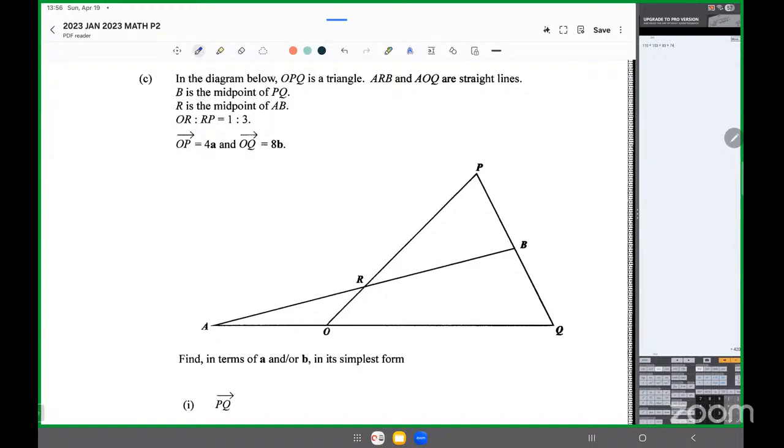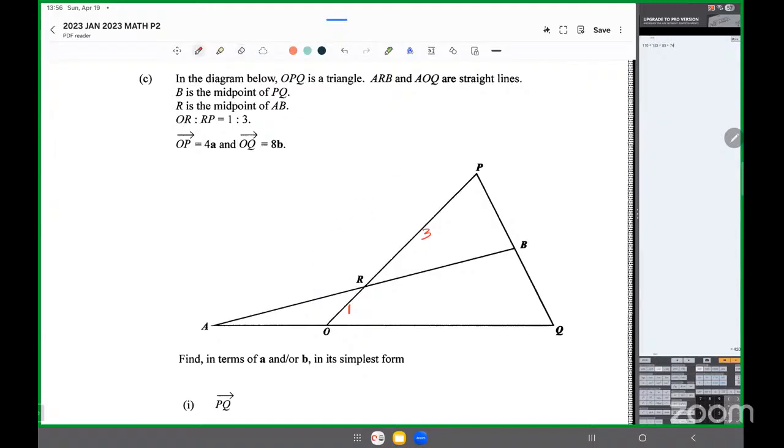It says OR to RP is 1 to 3. So it means that R divides this line in the ratio 1 to 3. Let's put it on the diagram. This part of the line is 1 part. This part of the line is 3 parts. The total parts on this line is 4. So this is 1/4 of the whole line, and this is 3/4 of the whole line. 1 to 3.